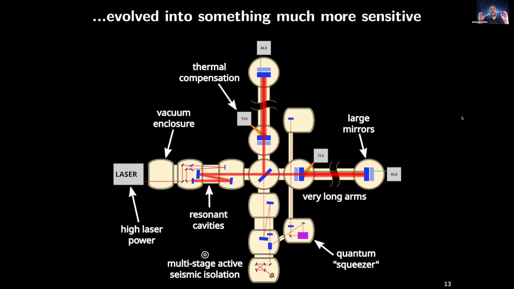The mirrors themselves are hung on suspension systems from multi-stage seismic isolation platforms to try to isolate them from the motion of the ground. The laser power is increased as high as you can make it. Instead of just having the laser beam going from the beam splitter to the end mirror, we put in these resonant cavities that build up the power in the arms and have the effect of making it like the laser is bouncing multiple times in the arm, so that amplifies the effect of the arm motion. We have these thermal compensation systems that counteract the thermal heating of the mirrors due to the high-powered lasers.